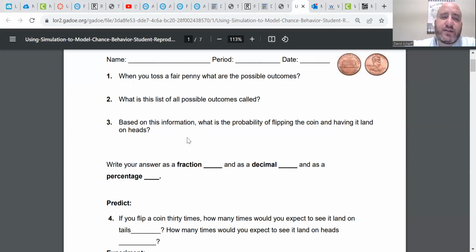All right, you got the questions written down, so let's talk about these. Number 1, when you toss a fair penny, what are the possible outcomes? Easy question everybody should know. Two sides of a penny, two sides of any coin are heads and tails. So you're going to put heads and tails, heads or tails, whichever way you want to say it. I will go ahead and write that in for you. Heads and tails.